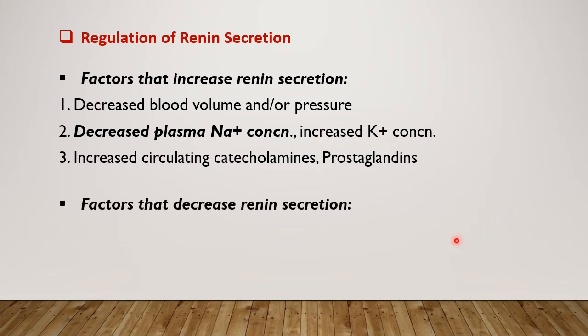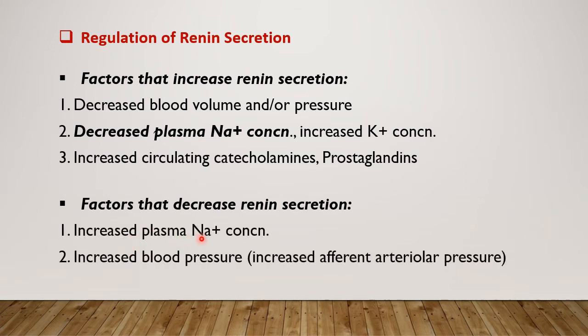While the factors concerned with a decrease in renin secretion include increased plasma sodium concentration. The primary factor is hypernatremia. Then increased blood pressure, that is hypertension, will also lead to decreased renin secretion. Then hormones like ADH, antidiuretic hormone, and also angiotensin 2 itself, will decrease renin secretion.